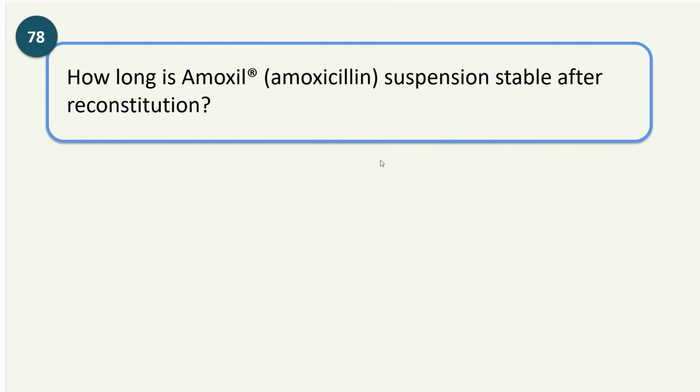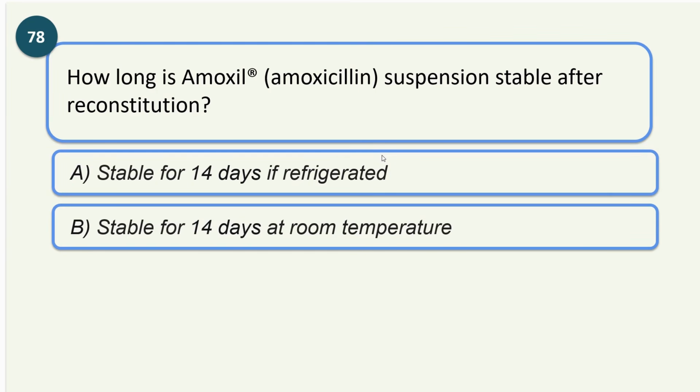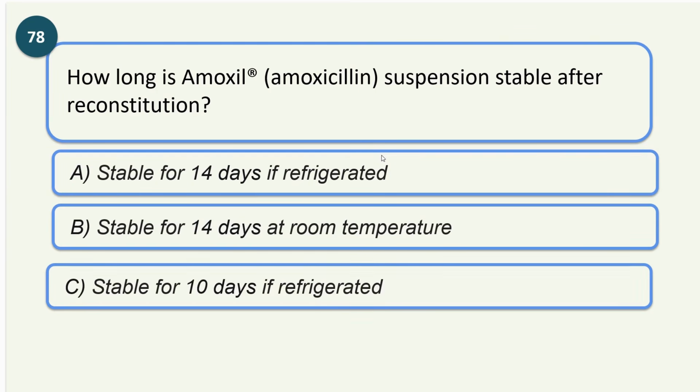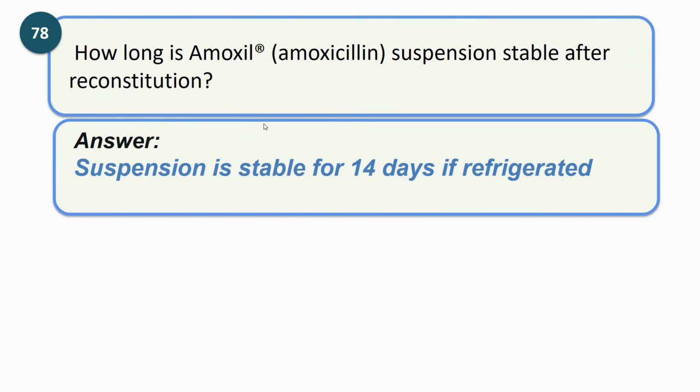Next, how long is amoxicillin suspension stable after reconstitution? A, stable 14 days if refrigerated. B, stable for 14 days at room temperature. C, stable for 10 days if refrigerated. D, stable for 7 days if refrigerated. Correct answer is amoxicillin suspension is stable for 14 days if it is refrigerated.